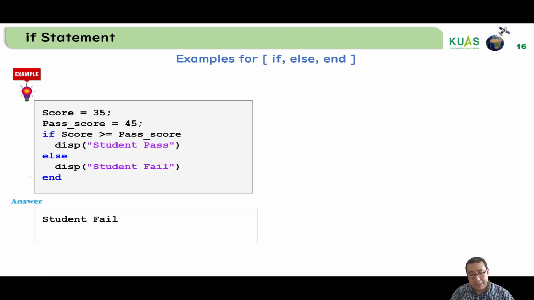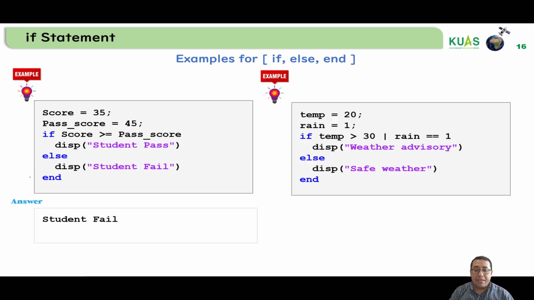Let's consider the next example. So for this example, the temperature is 20 and the rain is 1. And the question is, if the temperature is greater than 30 or the rain equal 1, we should print weather is advisory. So we should check the weather, else it is safe weather. So let's check the condition.